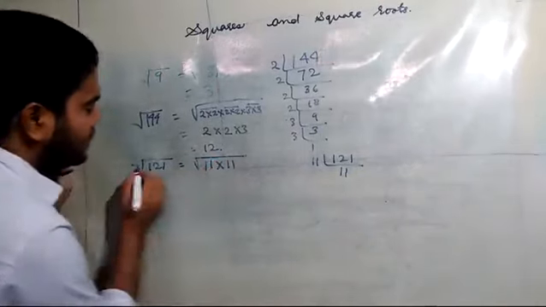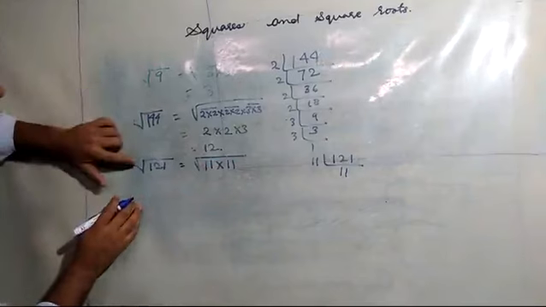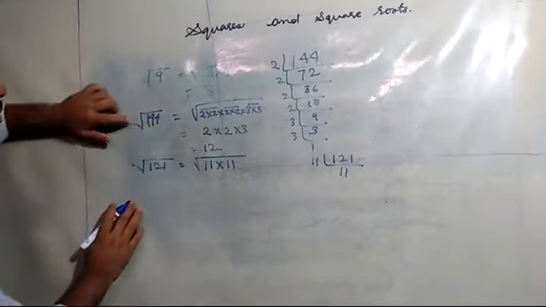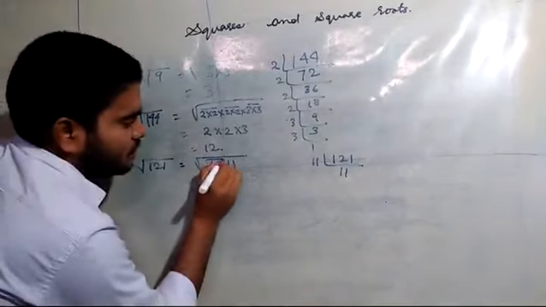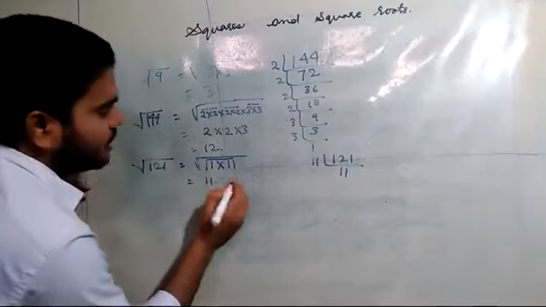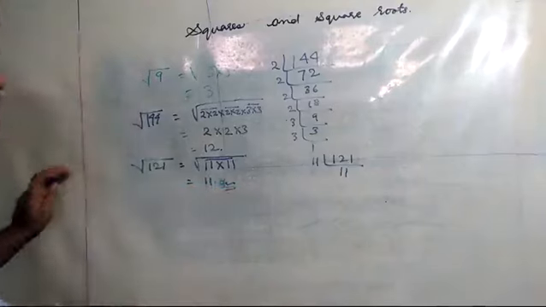Now we have to find the square root. By default it is not mentioned, it is not mentioned as 2 or 3, so this will always be called the square root. Now a group of two numbers, so you got here 11 as your answer.